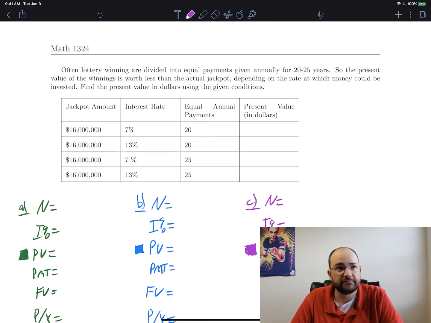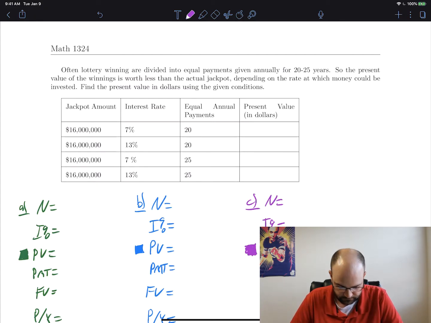This is Chapter 5, Section 3, Example 6, I believe. In this example, often lottery winnings are divided into equal payments given annually for 20 to 25 years. So the present value of the winnings is worth less than the actual jackpot, depending on the rate at which money could be invested. Find the present value in dollars using the given conditions.